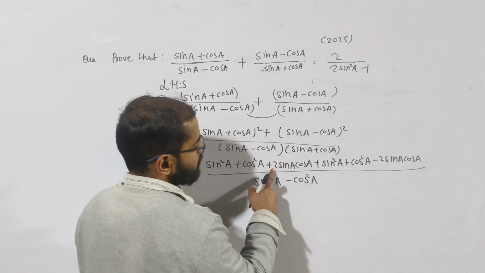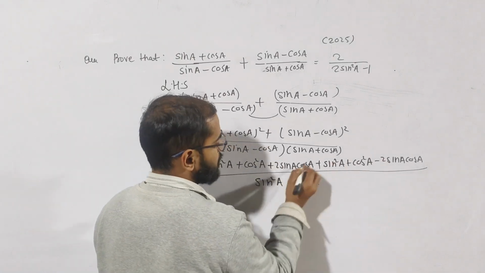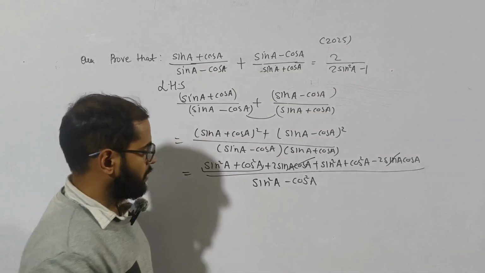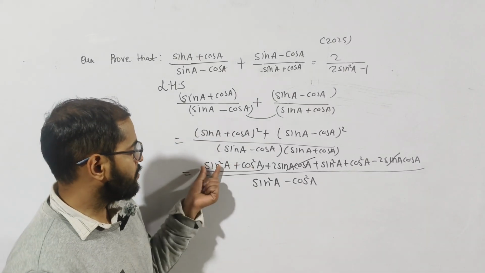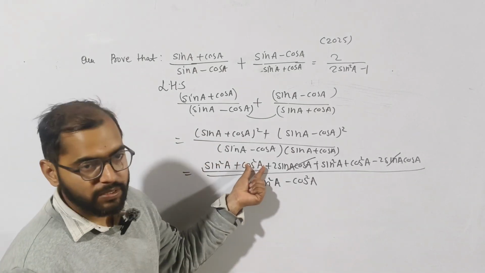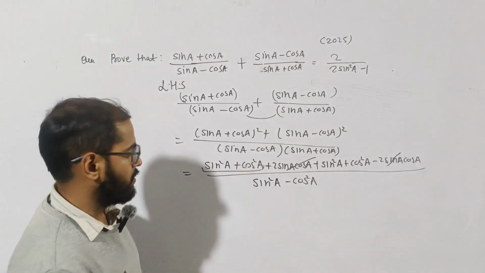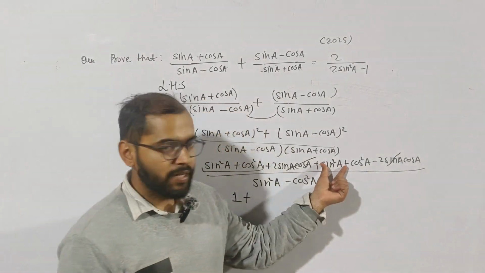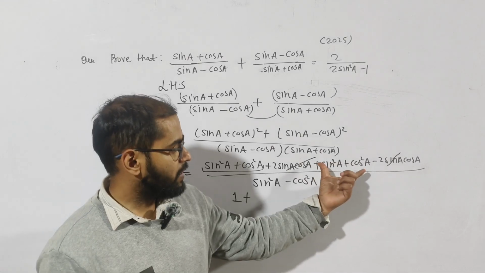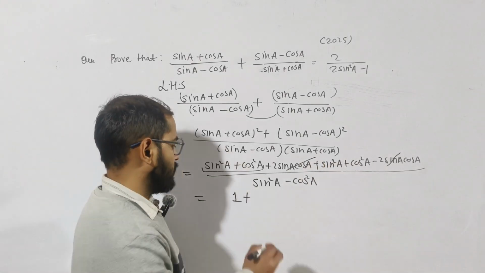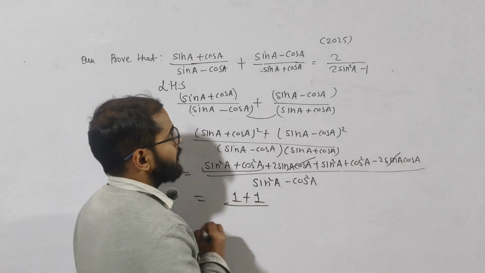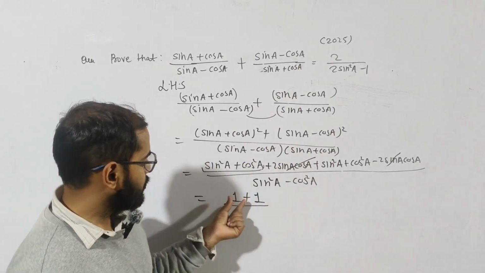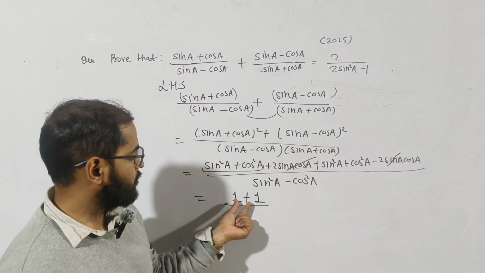Now look at here, 2 sin A cos A plus minus 2 sin A cos A will cancel each other. This is sin²A + cos²A. If you put the identity here, sin²θ + cos²θ, this will become 1. Okay, this is 1. If you look at here, this is sin²A + cos²A, it will also become 1, right? Right now what we wanted to prove here, this is 2. Now we end up at 2.